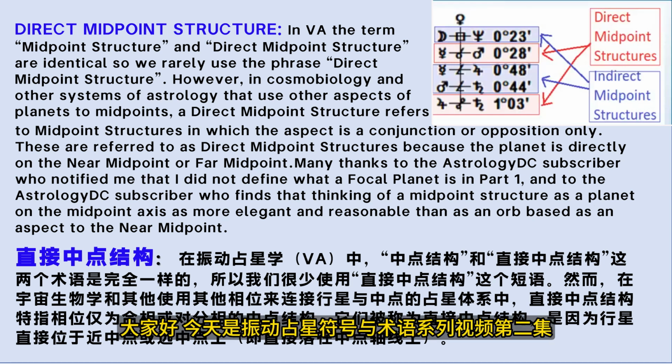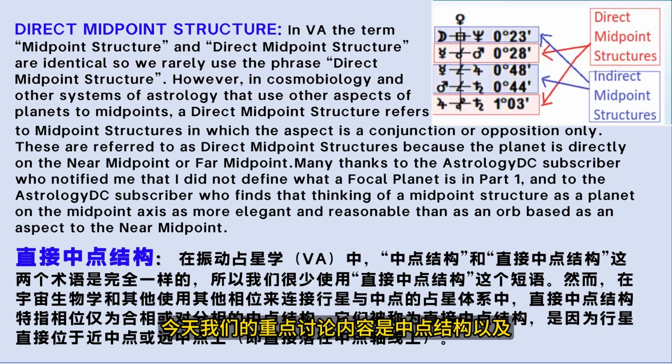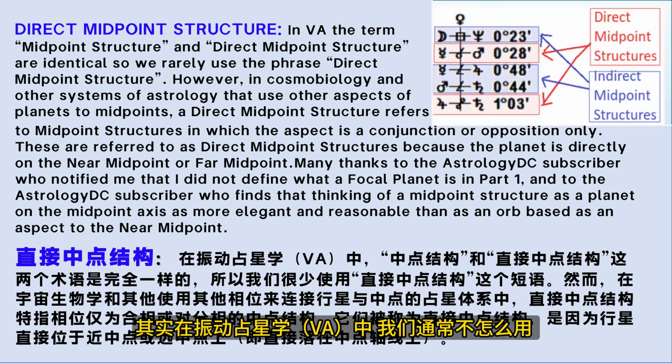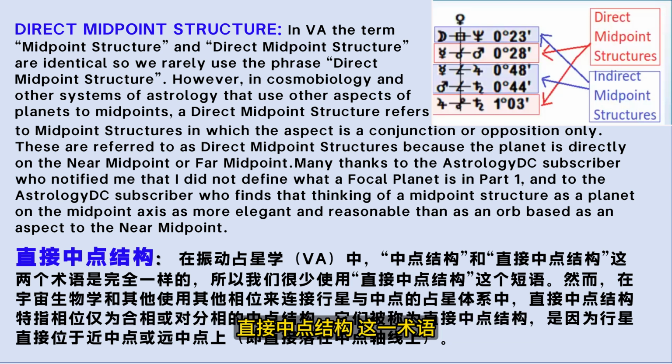Hello, this is part 2 in a series of videos on notation and terminology in vibrational astrology, and we are talking about midpoint structures and the terminology involved. What we're going to go over here is the meaning of direct midpoint structure and the meaning of indirect midpoint structure. So in VA, in vibrational astrology, we do not usually use the term direct midpoint structure.